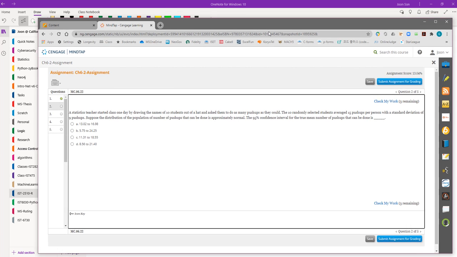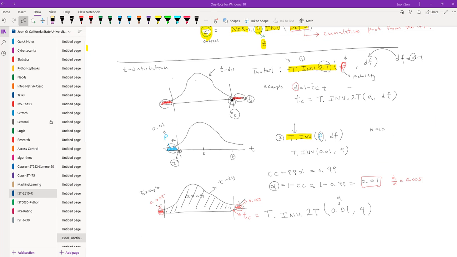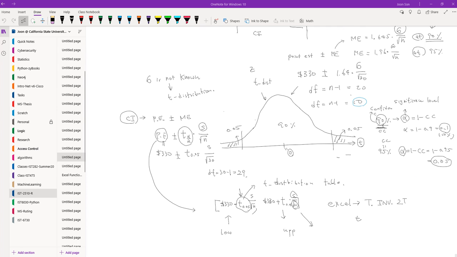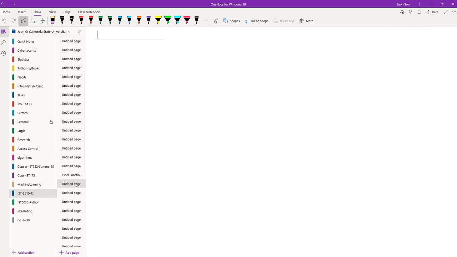Okay, so let's talk about this problem number 2. We learned about the confidence interval in the previous lecture. So confidence interval is basically point estimate plus or minus t critical multiplied by the standard error. Standard error is s divided by root n. Okay, so let's look at problem number 2.